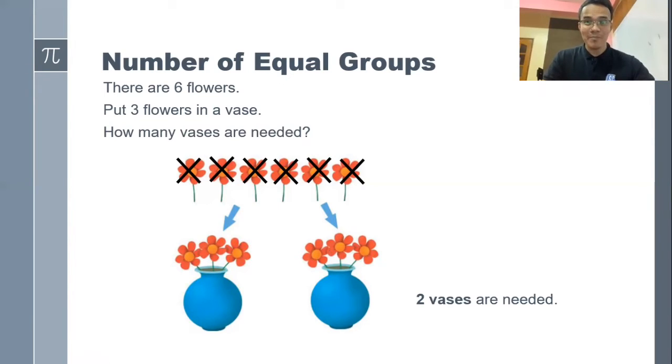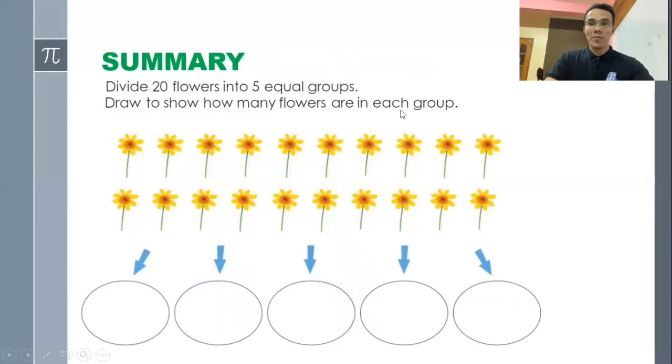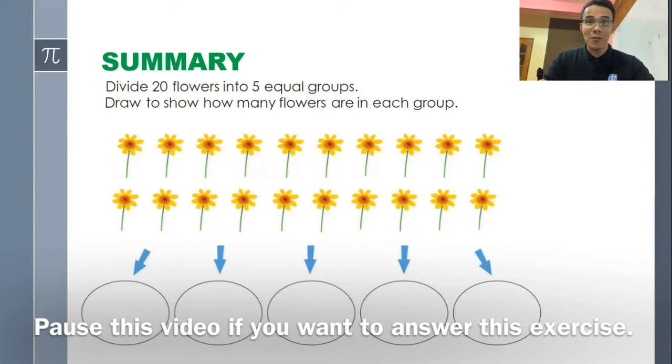Did you get that? Okay, let's move on. So what we're going to do now is to summarize what we have discussed so far. We've discussed finding the number of objects in one group and finding the number of groups. And let's have these exercises to see if you have understood what we have discussed so far. There are only 2 exercises. If you want to answer these exercises on your own, then you may pause this video for a while and just play it again if you are already done answering the exercises.